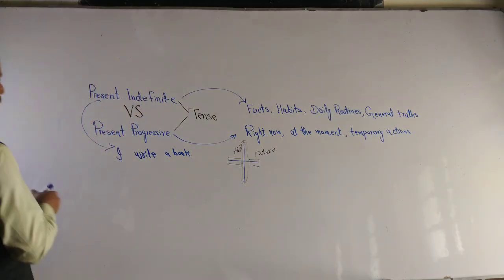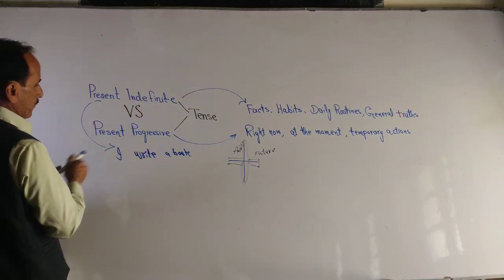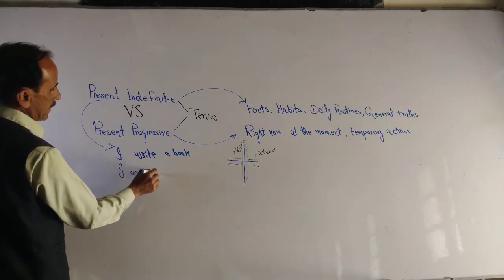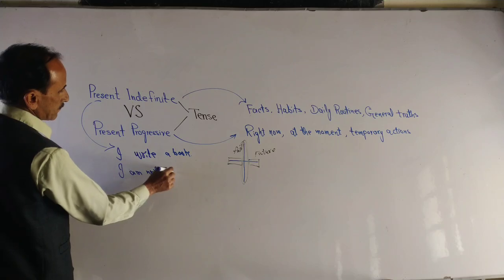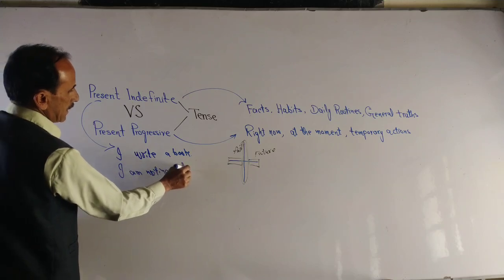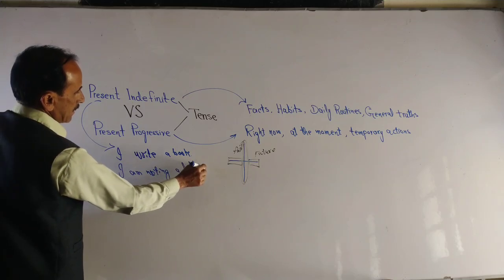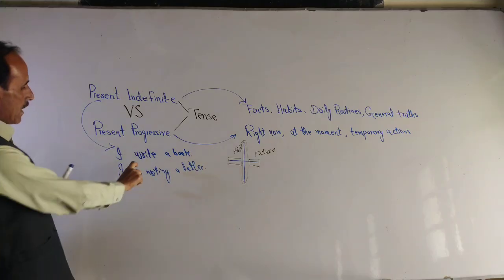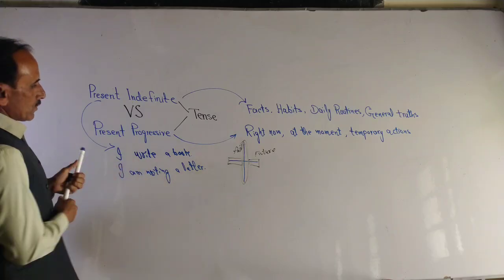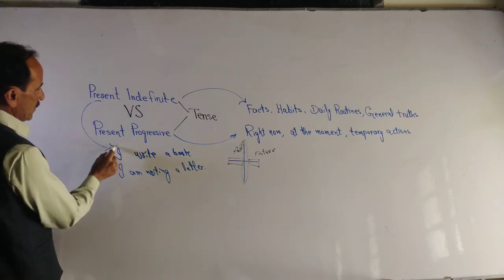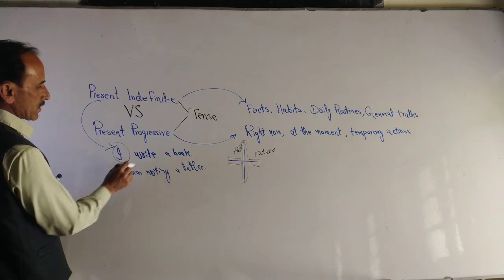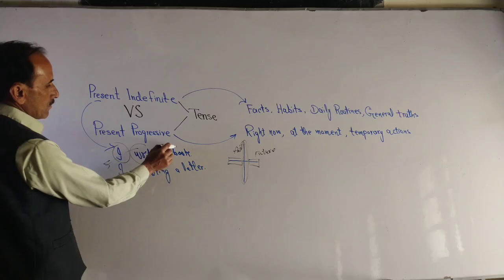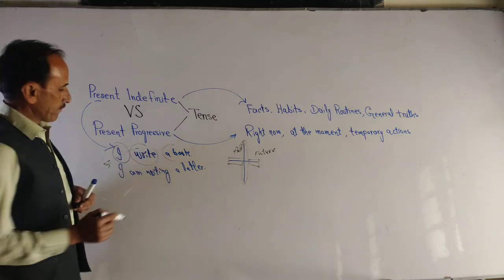For example, the other one, present progressive. I am writing a letter, just at the time of speaking. So the formula is subject. What is the subject in this sentence? I is the subject. Write is the main word or base form of the word. A book is the object.